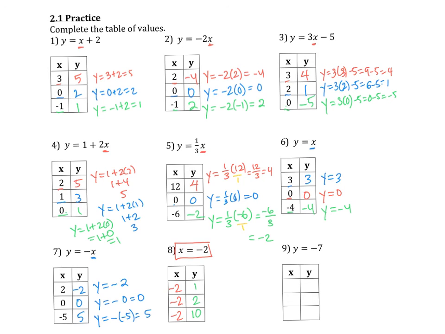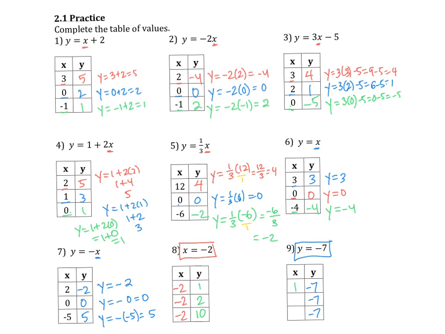Okay, now for the last one, it says y equals negative 7. So in the y column, I can only have negative 7s. Okay, in the x column, I can put anything I would like to put. I can put 1, 2, 3. I can put 5,000, 6,000, 7,000. Although if my graph was small, I would pick small numbers. In the future, we will graph these more, but for right now, we're just practicing the tables.